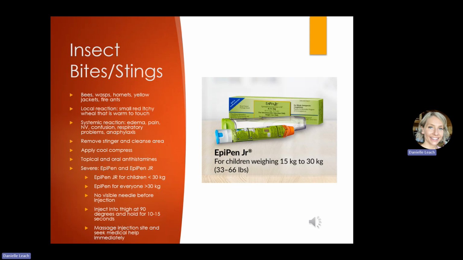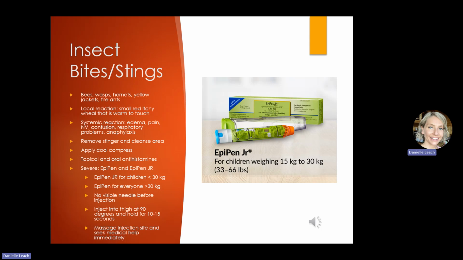Insect bites and stings. So especially in Arizona, we can be bit or stung by a lot of different things: bees, wasps, hornets, yellow jackets, fire ants, scorpions, snakes. So in mild reactions, mild local reactions, a small red itchy wheal that is warm to the touch. So if someone is not allergic to bees, for example, they could just have a very small red itchy wheal, could also be painful, that's warm to the touch.